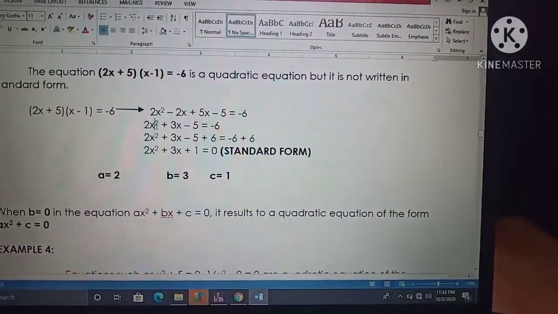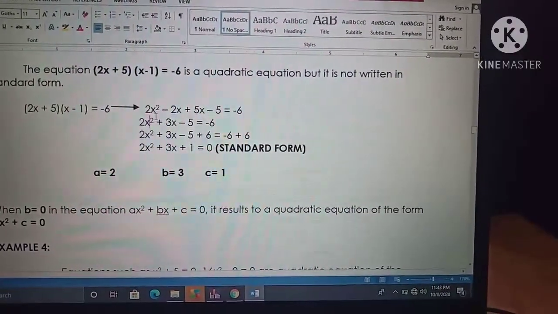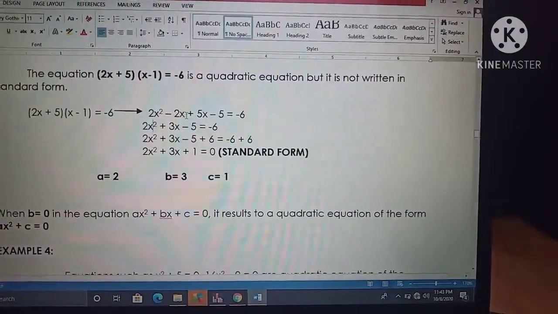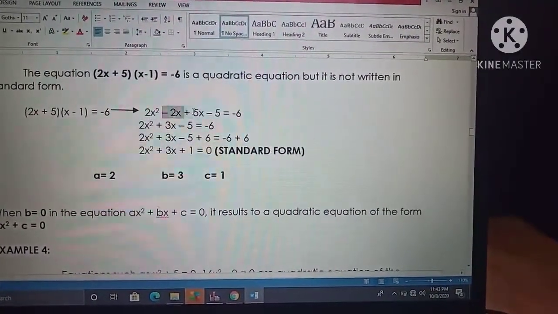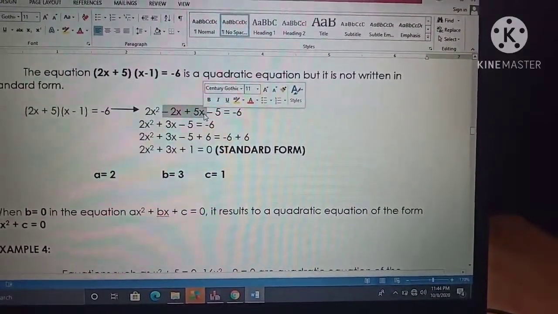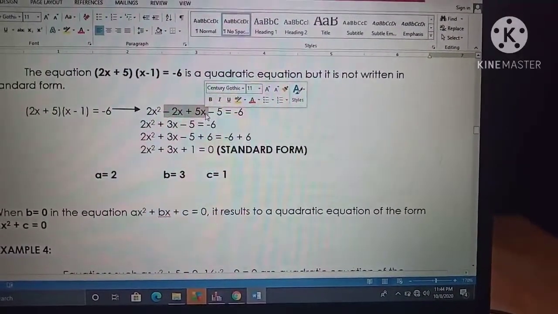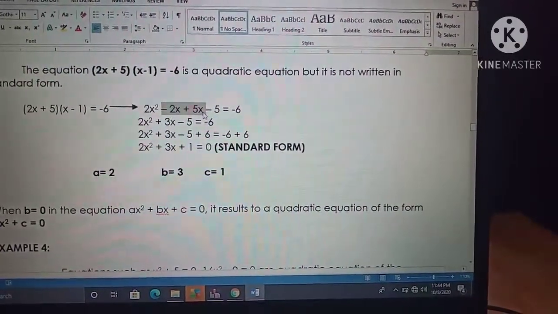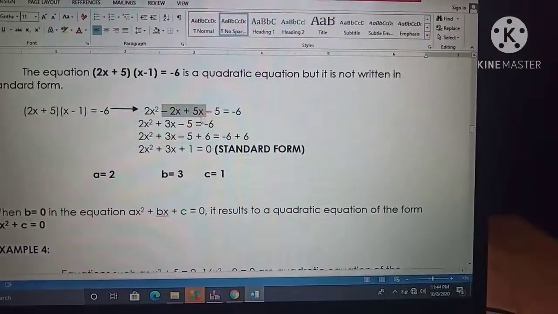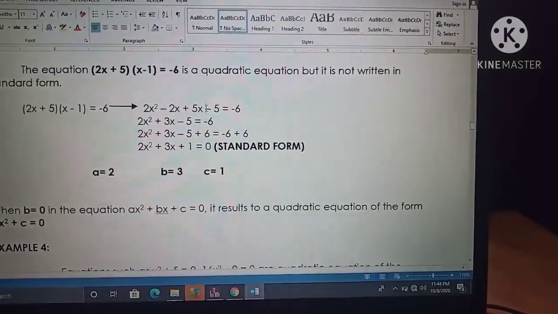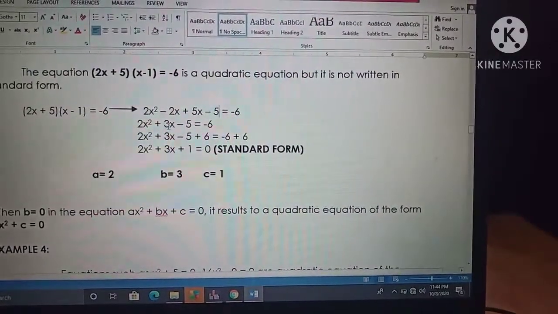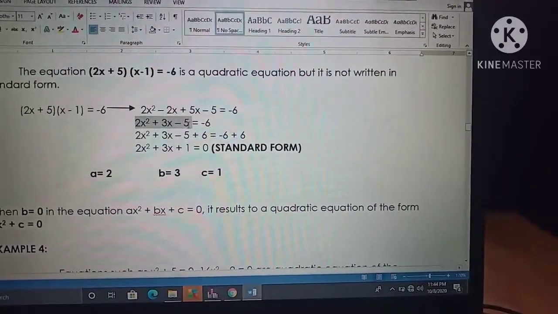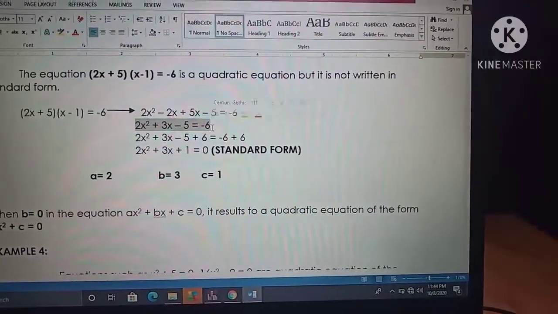So, sunod. So, combine like terms. So, ano yung like terms dito? We have negative 2x plus 5x. Ito yung like terms dito ha. Negative 2x plus 5x. So, i-combine natin. So, copy natin si 2x squared. Negative 2x plus 5x is positive 3x. Copy natin si negative 5. So, lagay natin si negative 5. So, meron na tayong 2x squared plus 5x minus 5 is equal to negative 6.